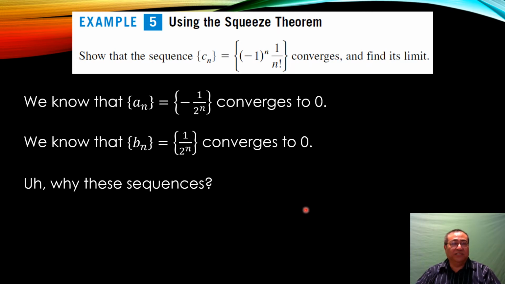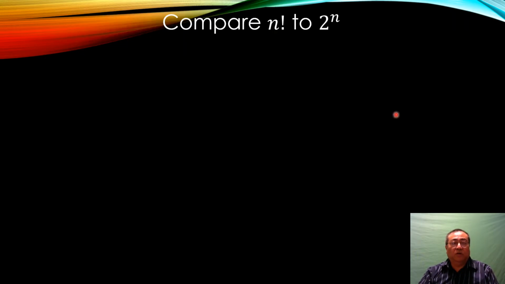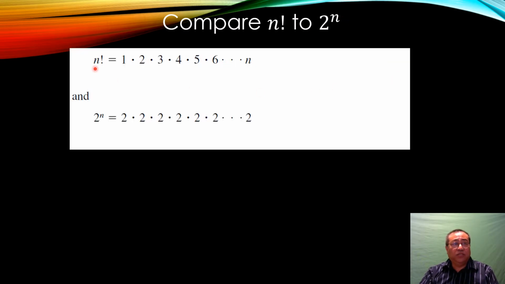But why these sequences? All right, so we're going to compare n factorial to 2 to the n. This is n factorial, going from 1, 2, 3, and so on, up until n. And this is 2 to the n, so there's n 2's. So this 24 is 1 times 2 times 3 times 4. This is the first 4 terms multiplied together. And here, this is 2 to the 4th power.